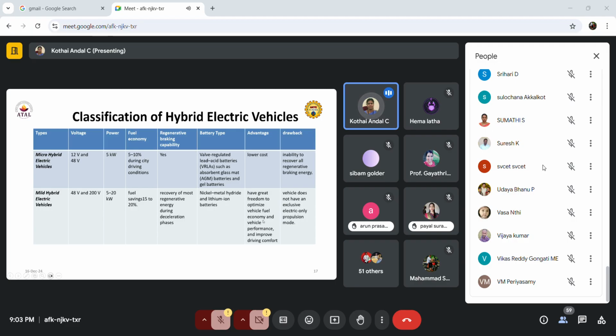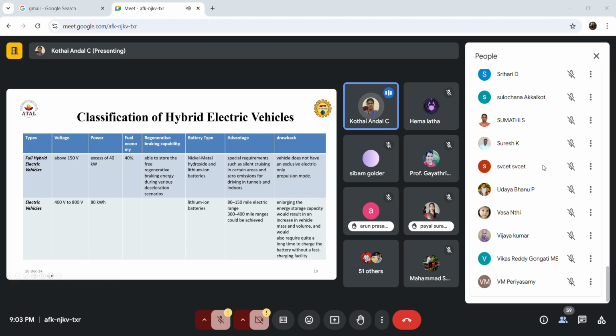The advantages here are a little more freedom to optimize, more flexibility, and driving comfort because of the higher voltage range. However, the mild hybrid electric vehicle does not have exclusively electric propulsion. Then if you go to the full hybrid electric vehicle, the voltage range is above 150. Full regeneration is here; full regenerative braking is possible.